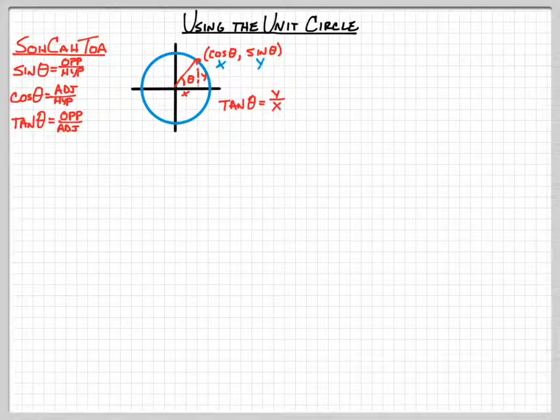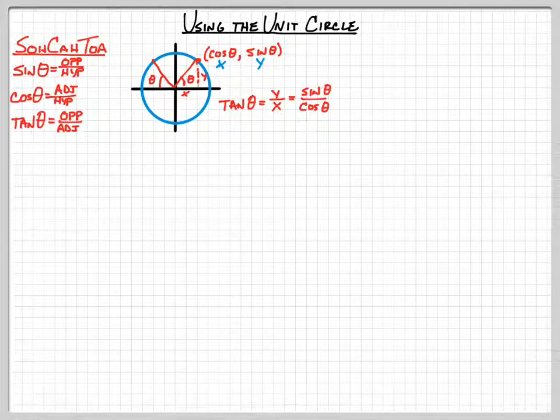So what about tangent? Tangent is y over x, because it's opposite over adjacent. We can take the coordinates of that point and do y over x to get our tangent value, or we can say sine over cosine. Depending on the information you're given, you can call tangent either sine over cosine or y over x.